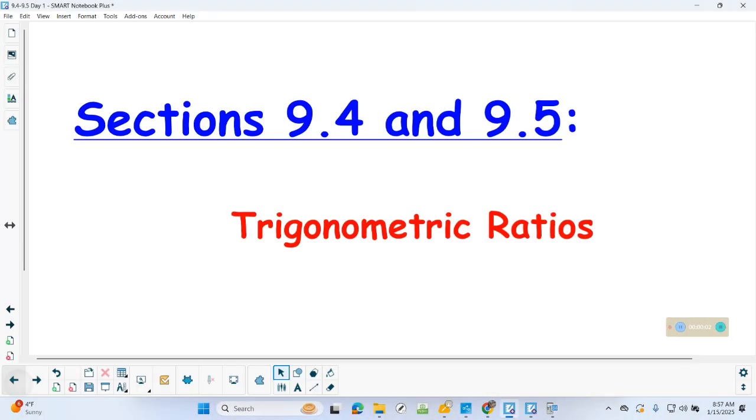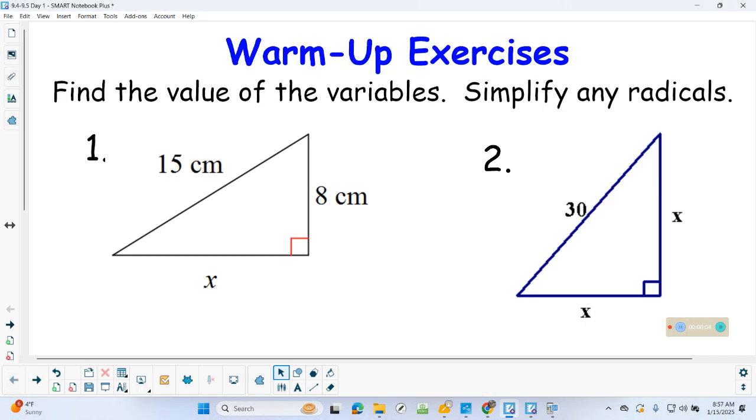is what we're working on today. But let's do a little review here first. Find the value of the variable, simplify any radical. All right, we got this.